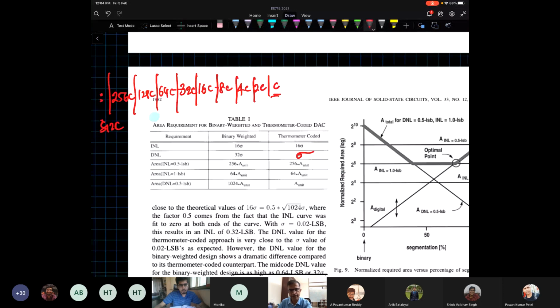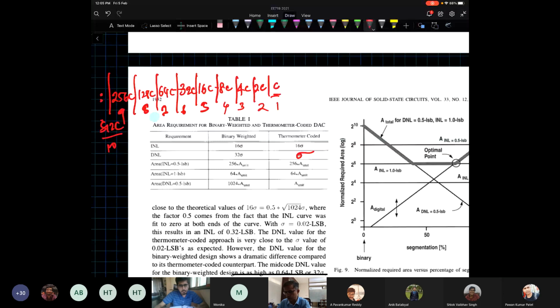Okay, do you get what I'm trying to say here? So these will be the unit cells. Got it? So we will have 1, 2, 3, 4, 5, 6, 7, 8, 9, 10 for a 10-bit DAC. Okay, so when I'm switching in the middle, what is really going on?